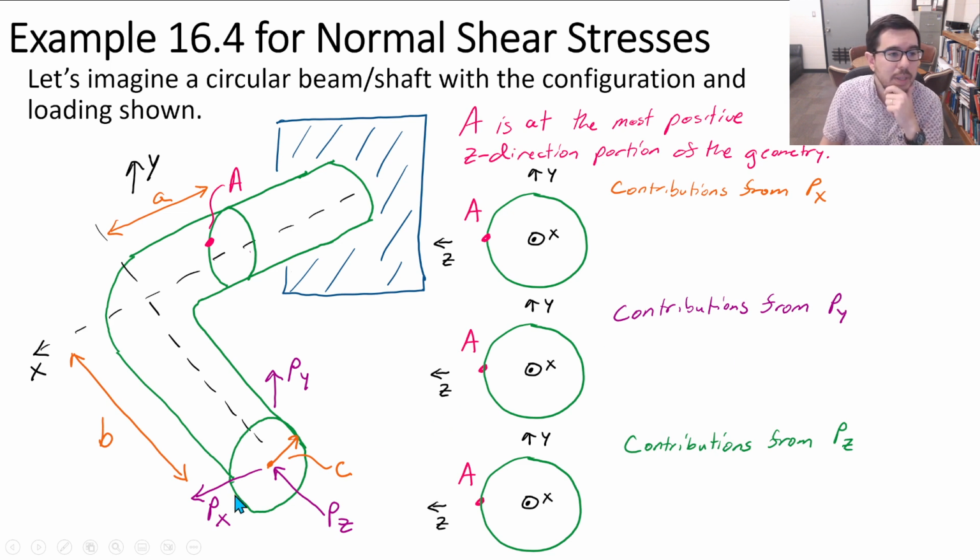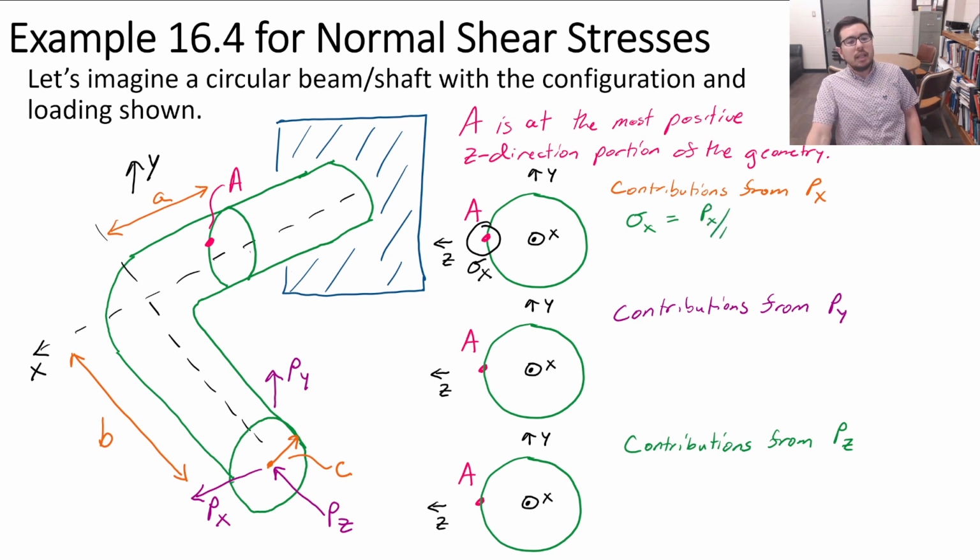So, Px. Well, Px, I can kind of transport that force over here, and I know that if I transport it, it's going to be coming out, right? And that's going to be a normal stress, straight up normal stress. So one of the contributors is going to be a P over A, or a Px divided by A. That one is pretty straightforward.